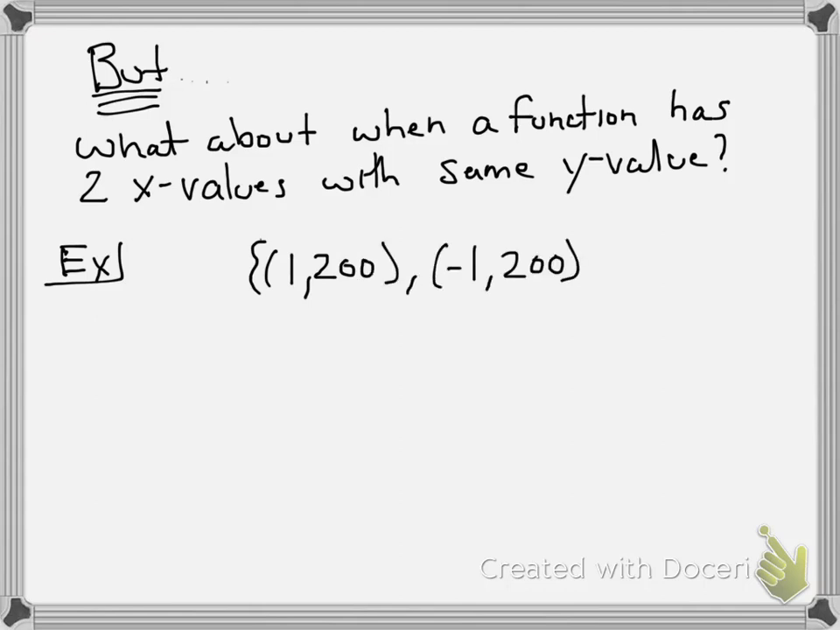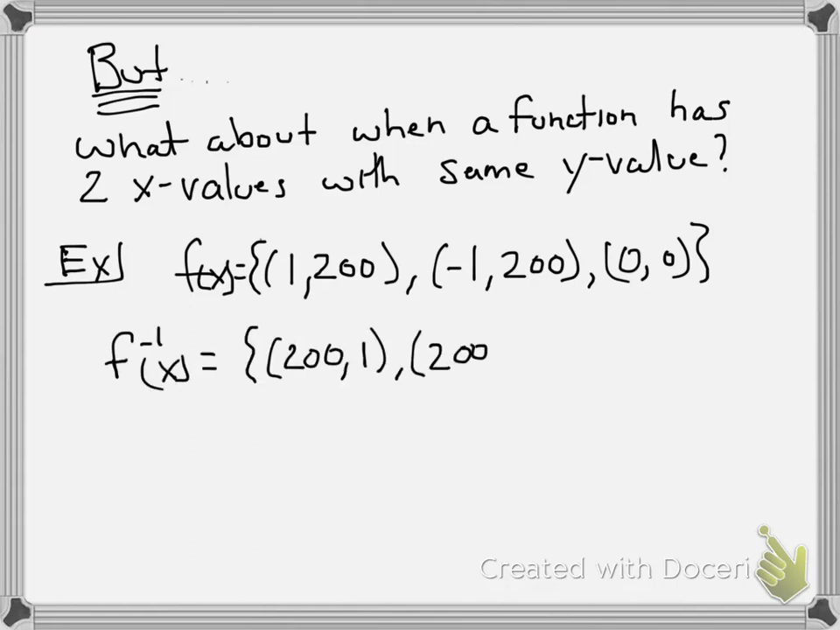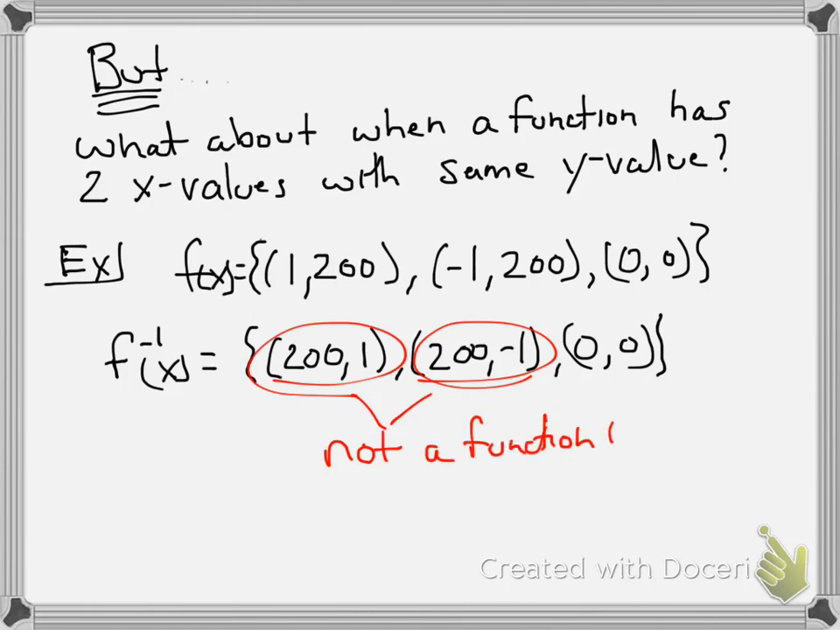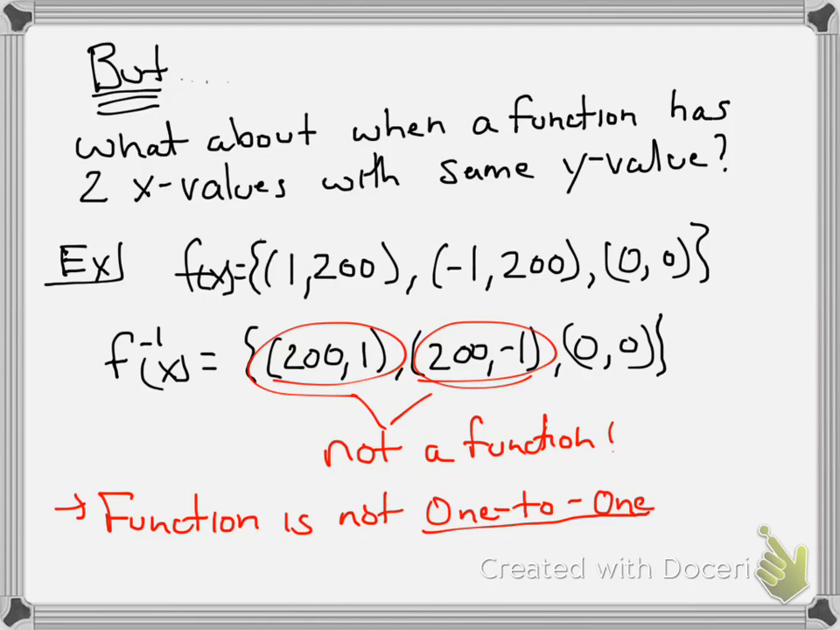Let's look at another set of points. We've got 1, 200, negative 1, 200, and 0, 0. Maybe this is something like a parabola, right? Where we've got a positive and a negative value of x that share the same y value. If we find the inverse of this, we should immediately notice that we no longer are left with a function. Okay? So the inverse of the function is not itself a function.